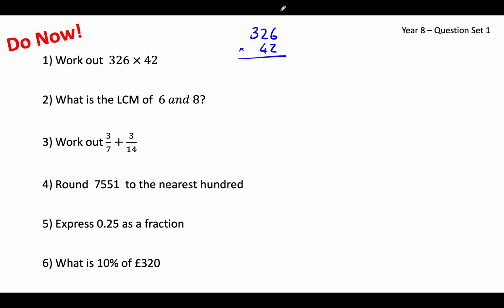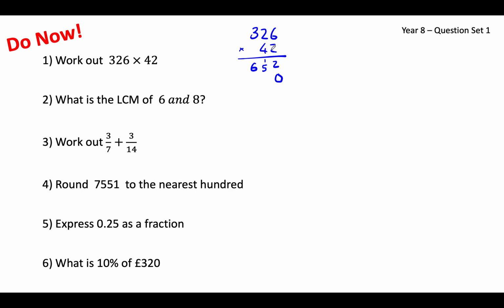Now 2 times 6 is 12, so 1 has to carry across to the next column. And 2 times 2 is 4, and I'll put that one with it to make 5. And then 2 times 3 is 6, so I've got 652. Then we'll move on to this 4. Now the 4 is in the tens column, so I need to put a placeholder in to make up for the fact that I'm really timesing by 40, not by 4.